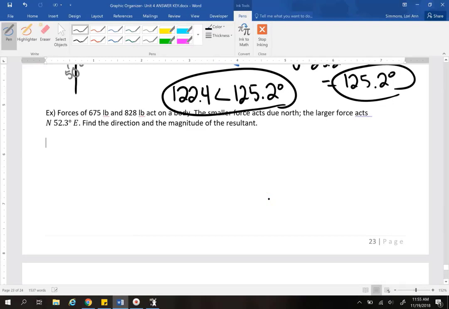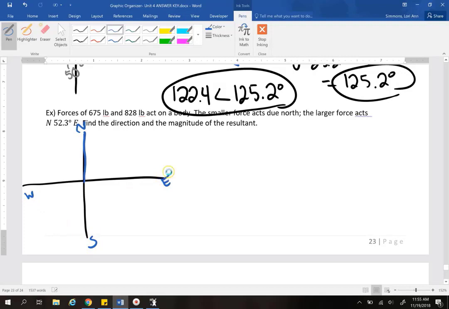Let's look at another example. Forces of 675 pounds and 828 pounds act on a body. The smaller force acts due north. Smaller force due north, 675. The larger force acts north, 52.3 degrees east. So that means you're going to go north, you're going to go 52.3 degrees east. So this is 52.3 degrees.